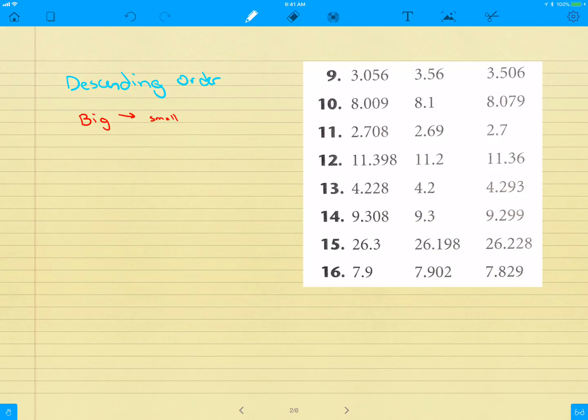I'm just going to pick one of these at random. I'm going to pick number 10. Let's start with this one first. The first thing I need to figure out is which number is the biggest. So I'm going to make them all the same length, because length makes no difference on the actual value of the number.